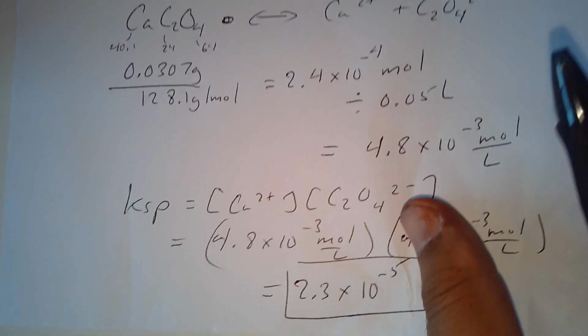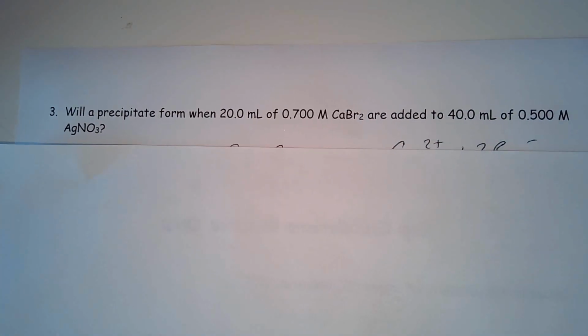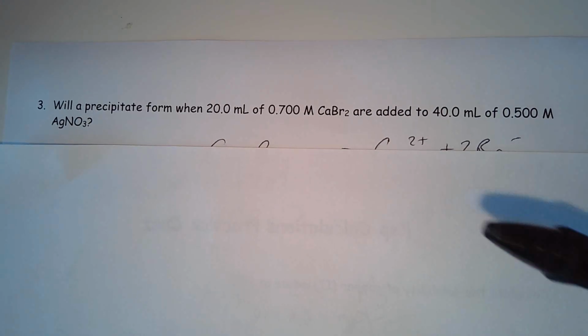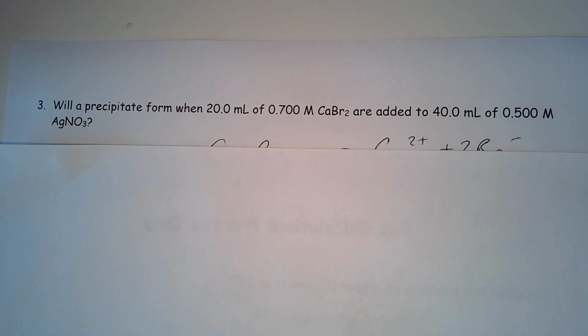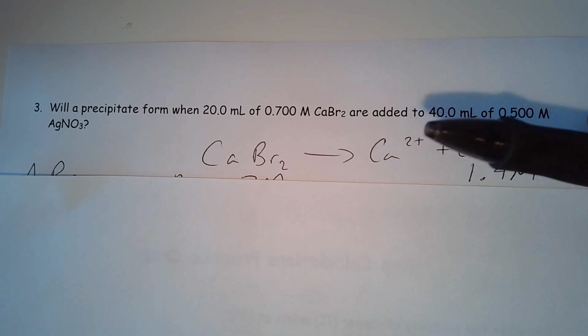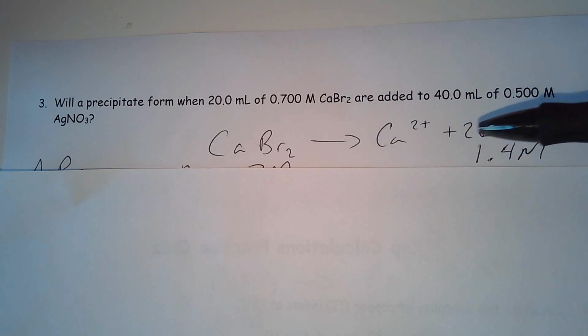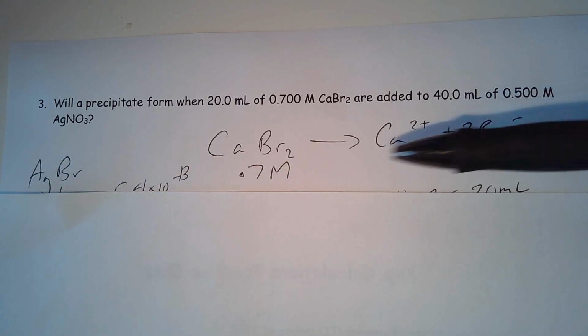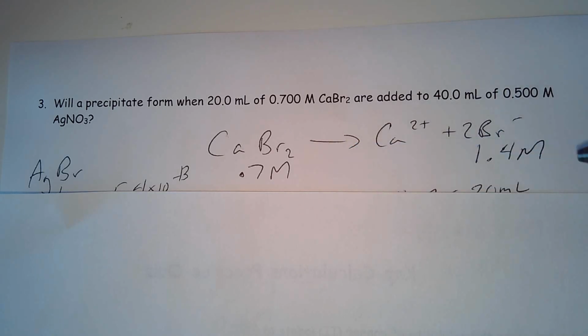Okay. All right, next question. Okay, next question here. Will a precipitate form when 20 mL of 0.7 molar are added to 40 mL of 0.5 molar? Okay, so here's calcium bromide. So Ca2+, 2Br-. So you've got 1.4 molar, right? Because we're starting with 0.7 of this calcium bromide, so that's 1.4 molar of bromide.